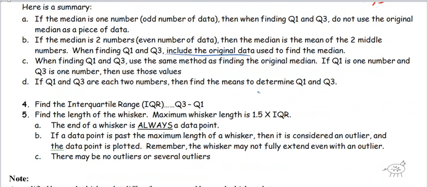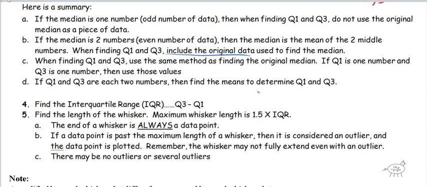All right, and again, the interquartile range is number 4 now, Q3 minus Q1. That's your IQR. Pretty easy. To find the length of the whisker, the maximum whisker length is 1.5 times IQR. You got to know that. It's 1.5 times IQR.